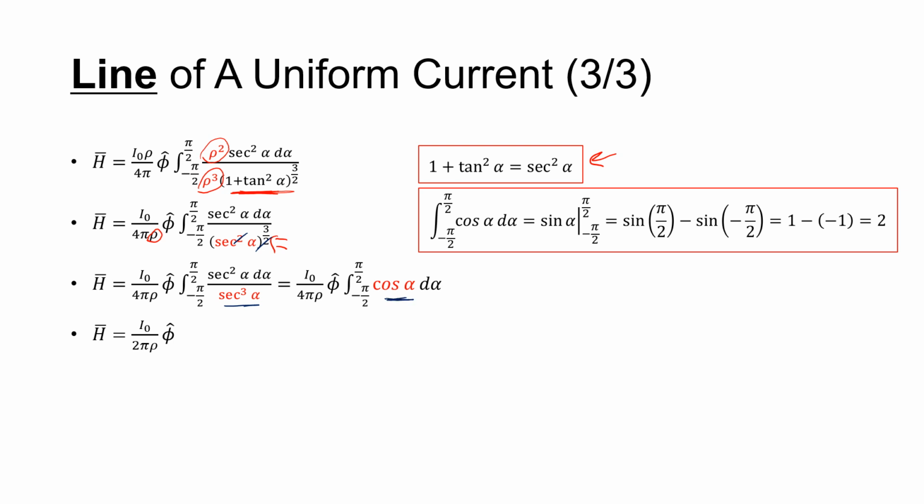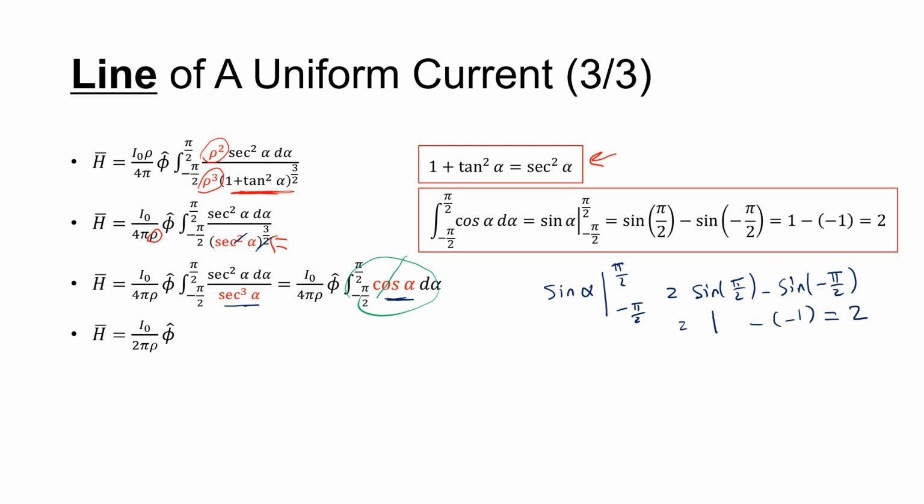Integration of cosine alpha is very simple. You can find it is just sine alpha. And if you substitute like this, you will have sine pi over 2 minus sine minus pi over 2. This will bring you 1 minus minus 1, which is 2. Then whatever is here is just 2, which cancels with 4 here, bringing 2. Then finally you can find that H equals I naught over 2 pi rho multiplied by the direction phi.